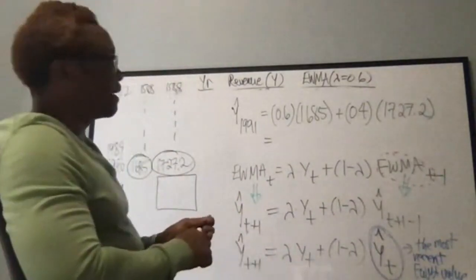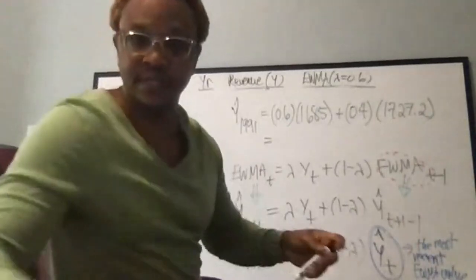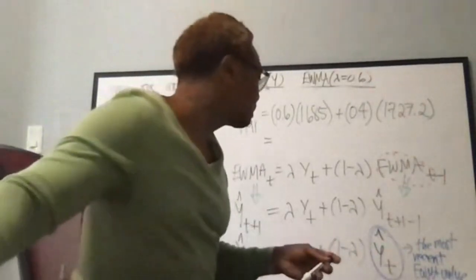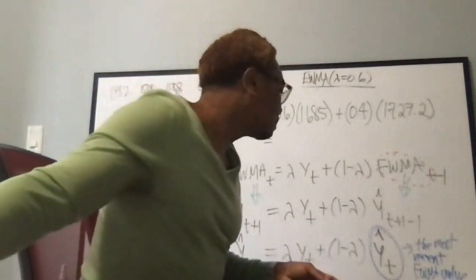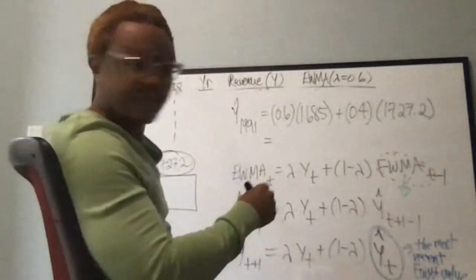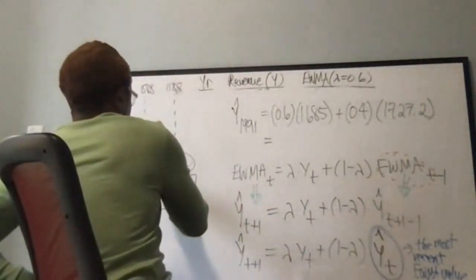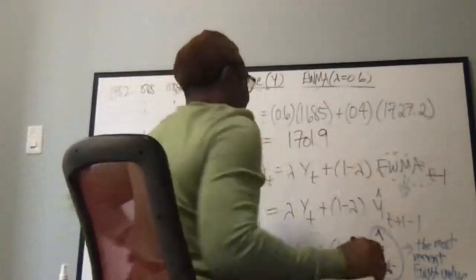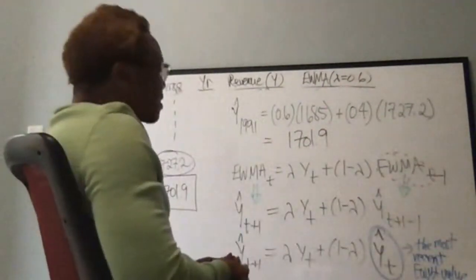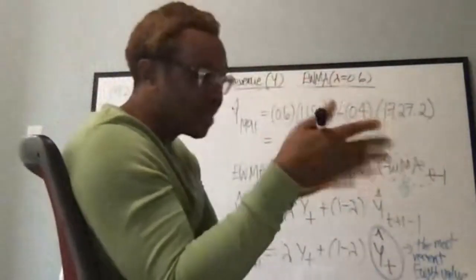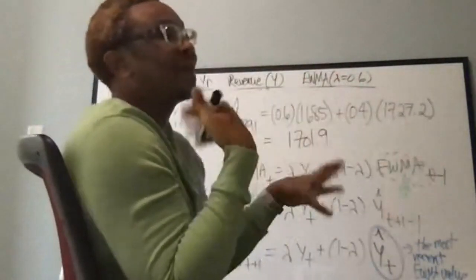What does this end up being? Anybody do the math on this? Let's see, what is this? Is it 1701? 1701. Okay, 0.9 or something like that. All right, so what's the bottom line? Just make sure you know how to smooth using EWMA and how to make a prediction.